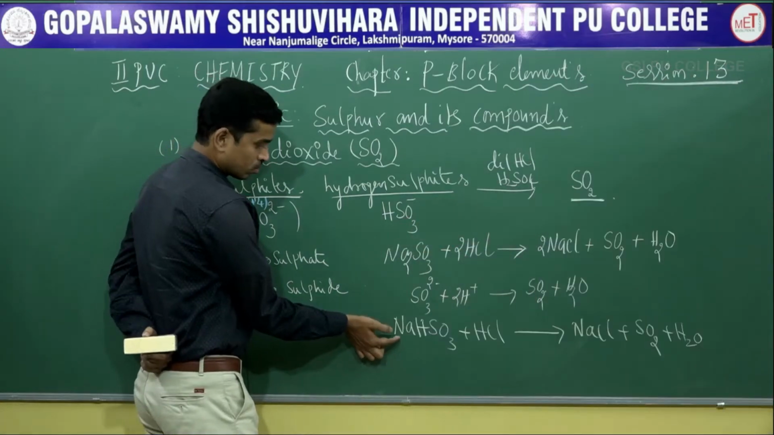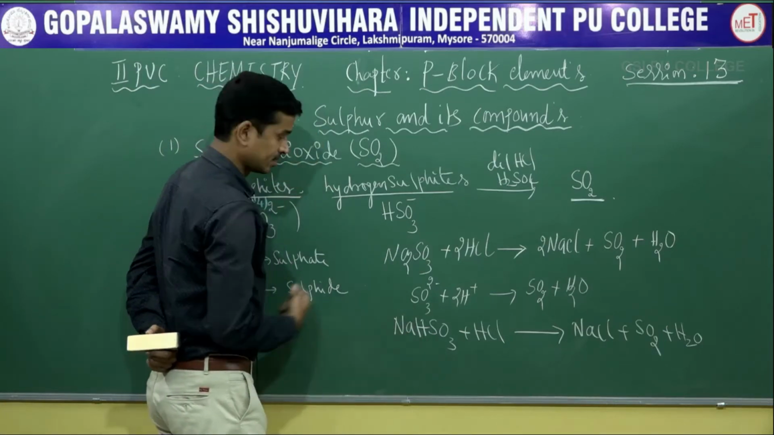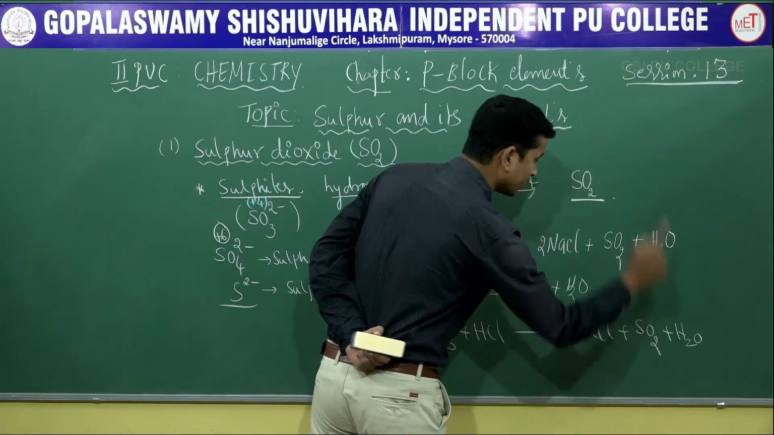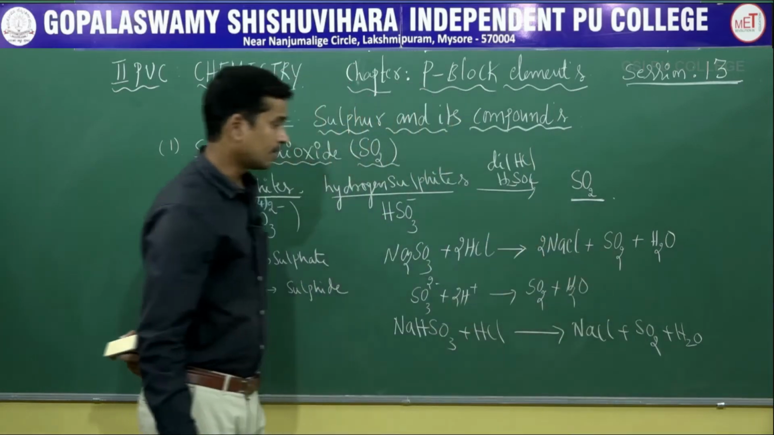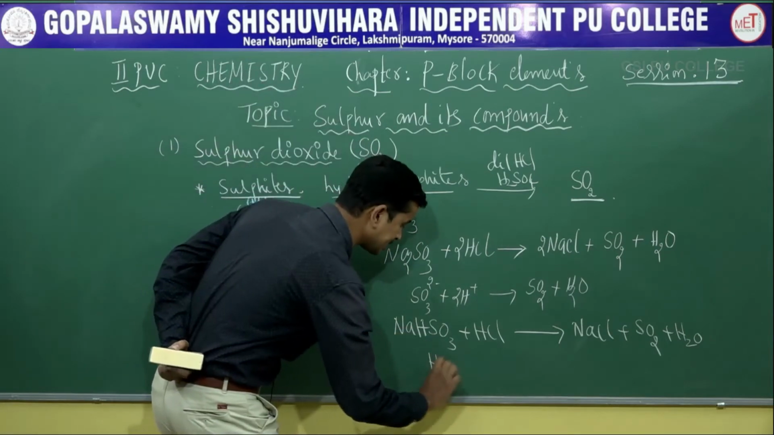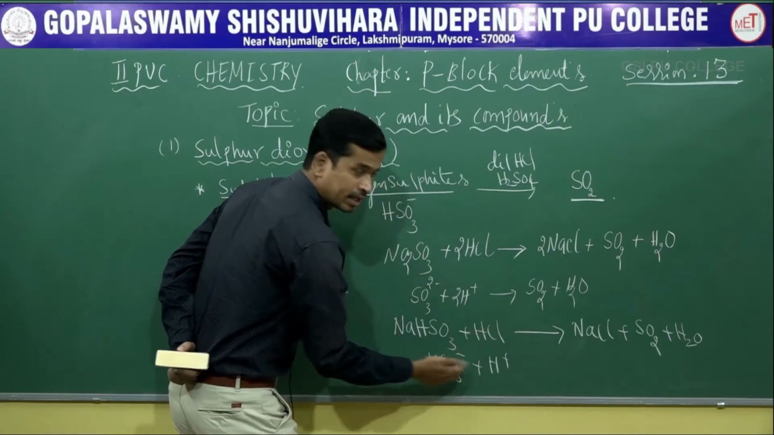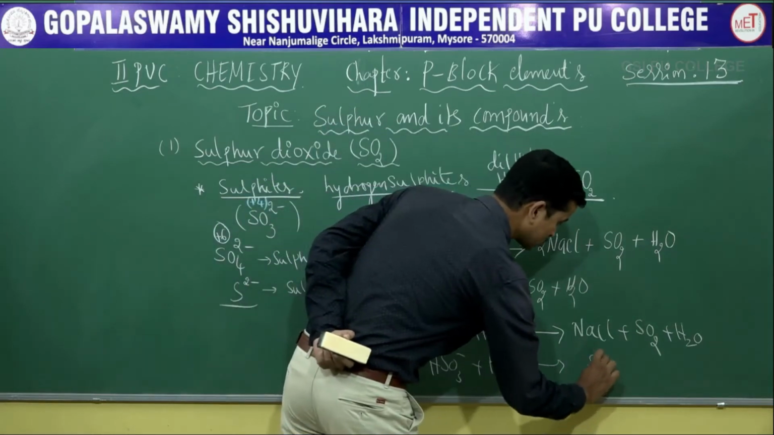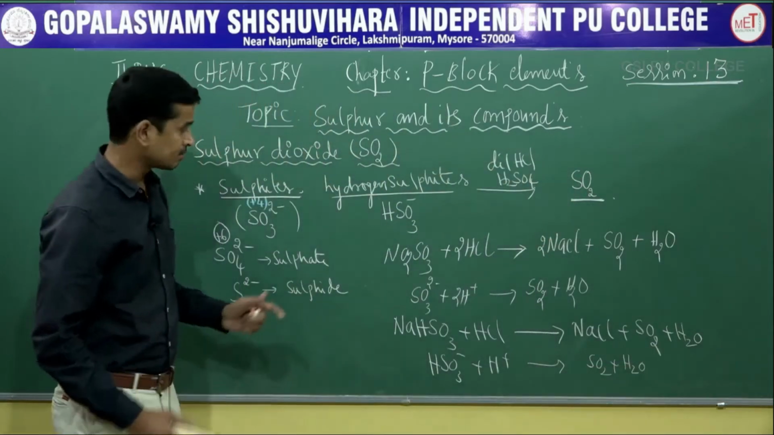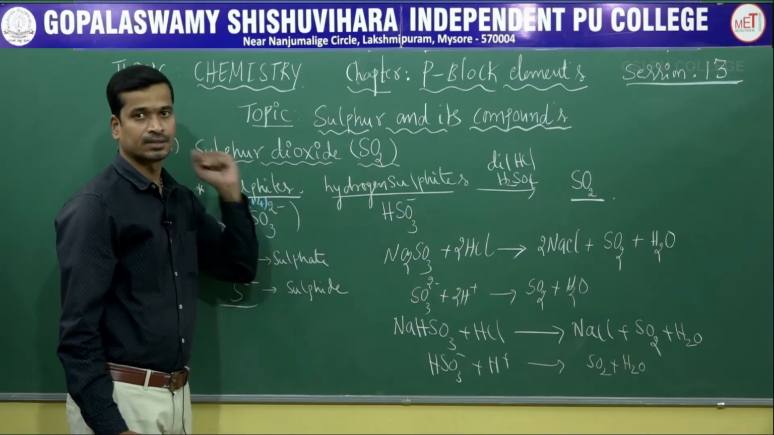Let us consider sodium bisulfite. It's also called sodium hydrogen sulfite. Treated with HCl to give evolution of sulfur dioxide gas, followed by the formation of water and NaCl. In ionic form, HSO3 minus plus H plus, this is only one more H plus, to give SO2 plus H2O. These are the laboratory methods for preparation of the compound sulfur dioxide.